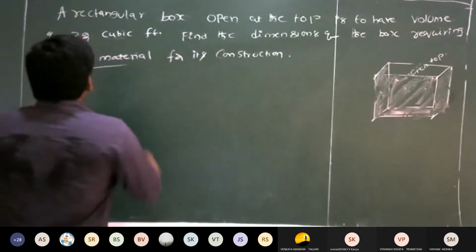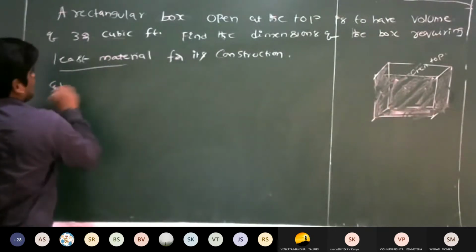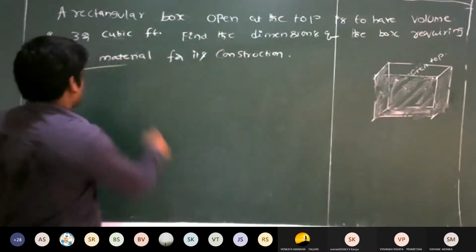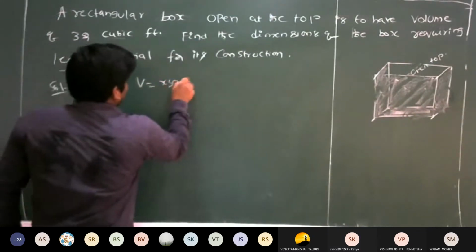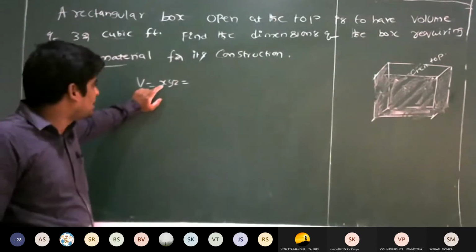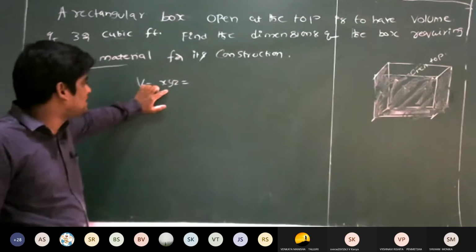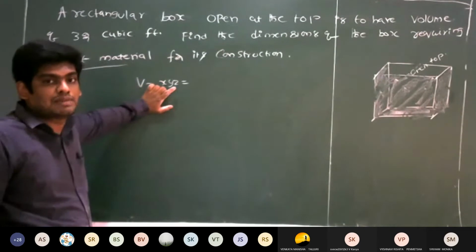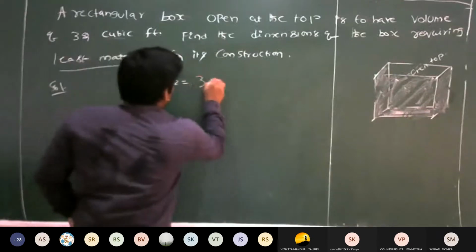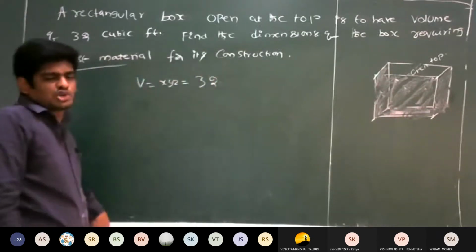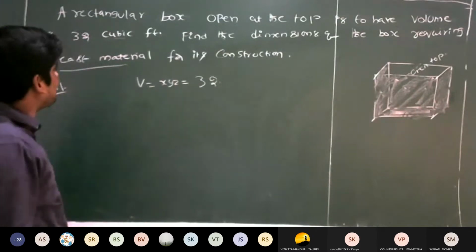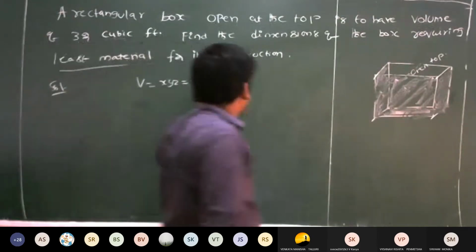Therefore, given the volume of the rectangular box. Already we know the formula for volume: V is equal to xyz. Let us assume that x is the dimension along the x-axis, y is the dimension along the y-axis, and z is the dimension along the z-axis. Therefore V is equal to xyz, which is given as 32 cubic feet. Here the dimensions are not important. Now we are going to calculate the x, y, z values.